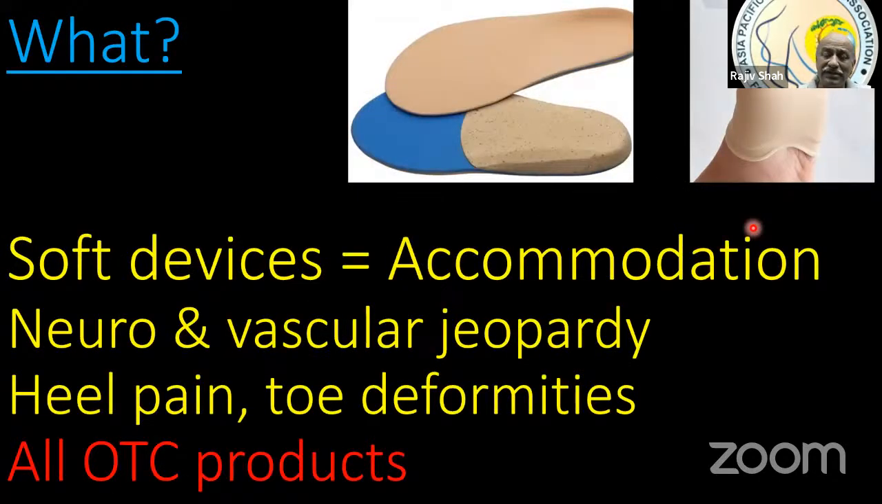Now, soft devices: their function is just to accommodate. If the patient has neurovascular arthropathy, some kind of skin graft with a prominent bone, heel pain, or toe deformity, you would use a soft device which would accommodate this deformity. All over-the-counter products are soft devices. So you should know what condition your patient is suffering from and what you want to prescribe.